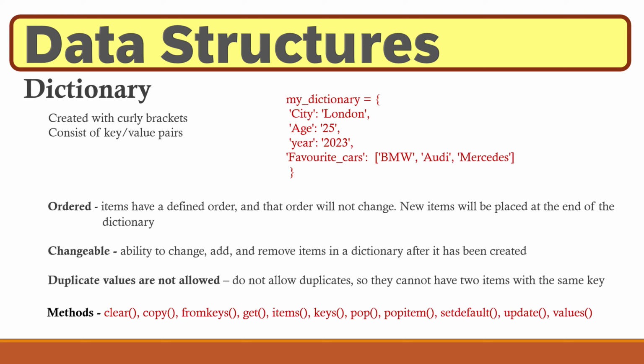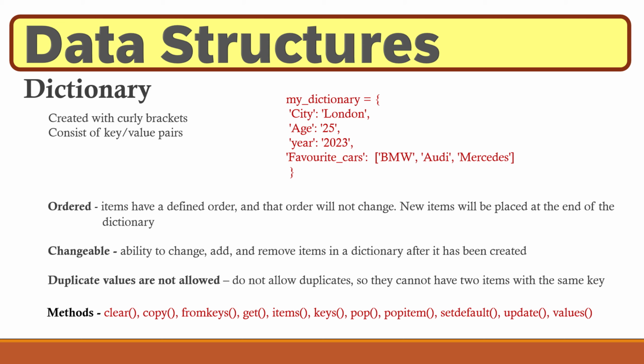Get returns the value of a specified key, which is good to use as it does not return an error if the key does not exist. So your program can continue to run. We'll have a look at this in PyCharm. Items returns all of the items. That is all of the key value pairs.